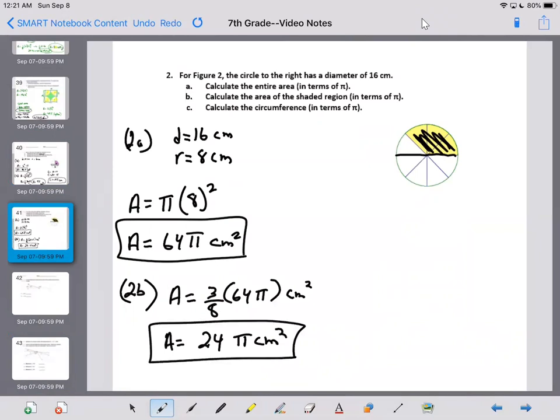And 2C says find the circumference. Well, again, that is circumference equals the diameter times pi. I'm going to use diameter. So that would be 16 pi centimeters.